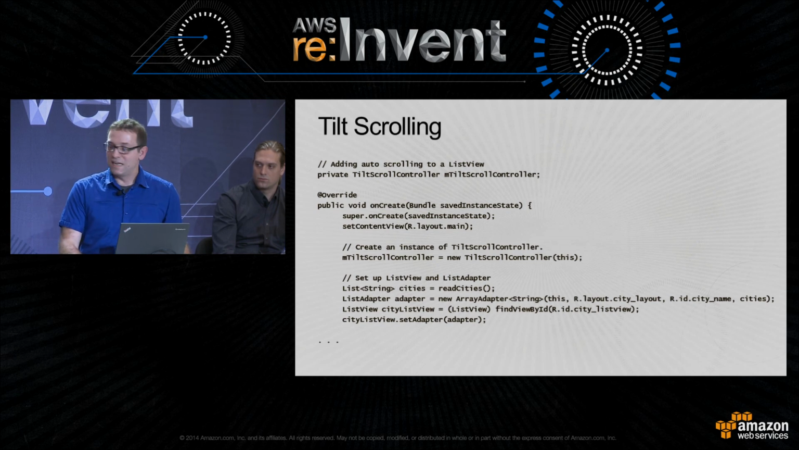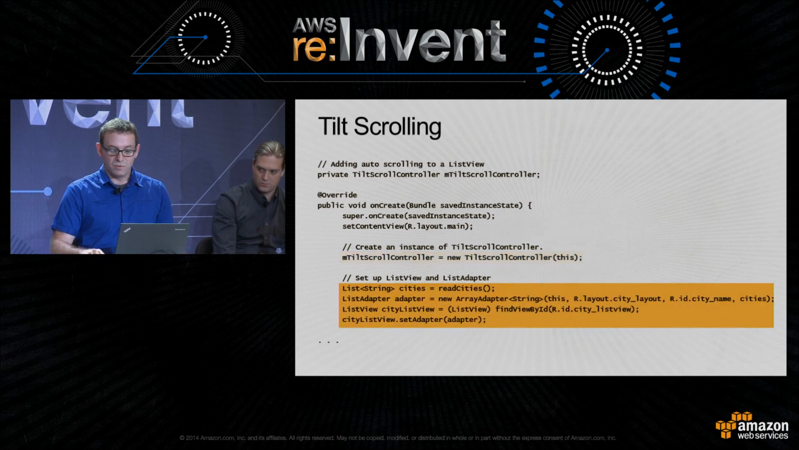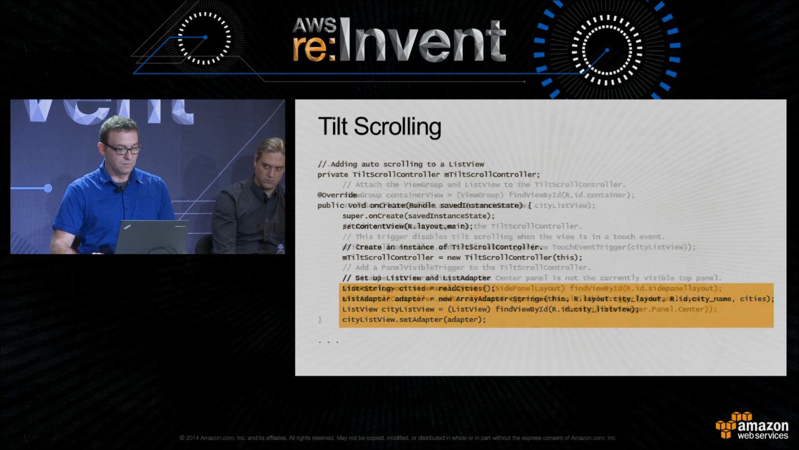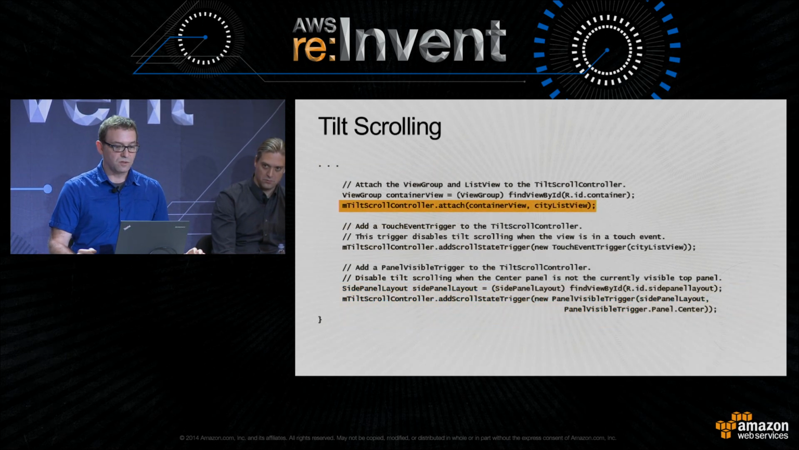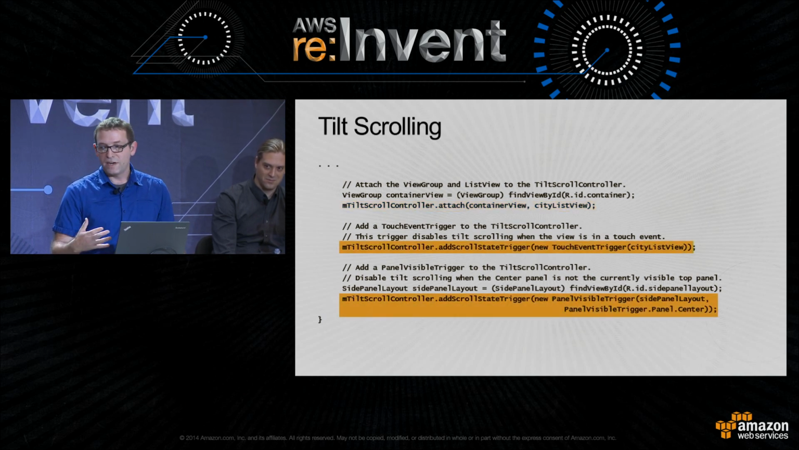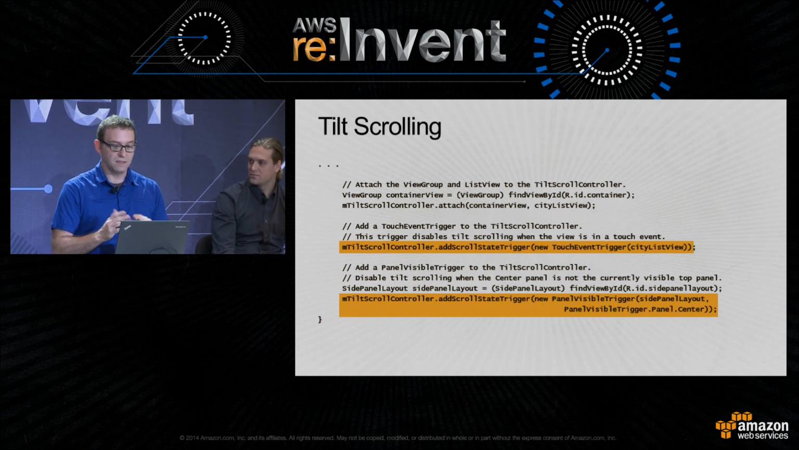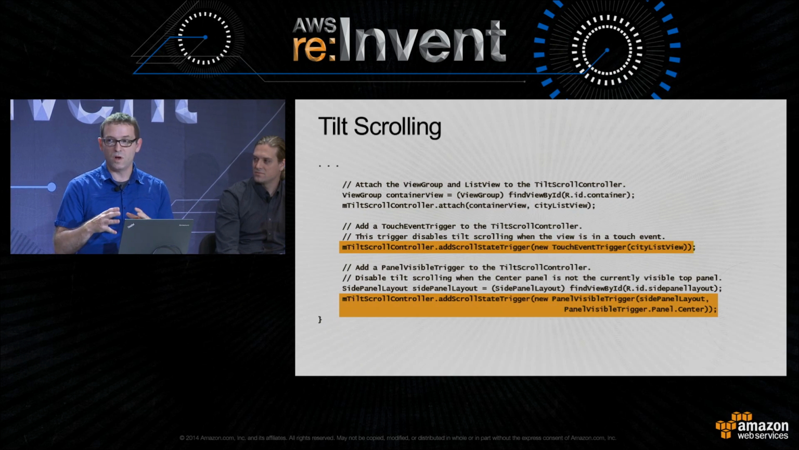So as an example, let's just add tilt scrolling to a standard list view. First, we'll set up a tilt scroll controller when our activity is created, and then just set up our list view and list adapter as we normally would. Then we're going to bind our tilt scroll controller to the view we just created and the view group containing it, and create a trigger to fire when it's touched, and also to fire when the center panel isn't currently the top most visible panel. So we don't want scrolling to happen in those 2 circumstances.